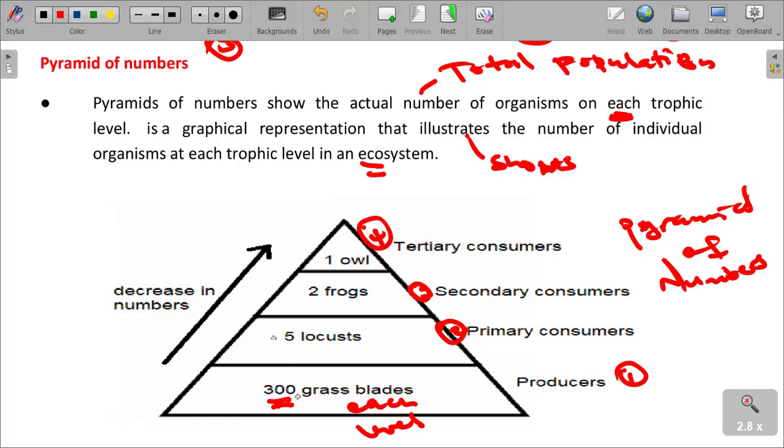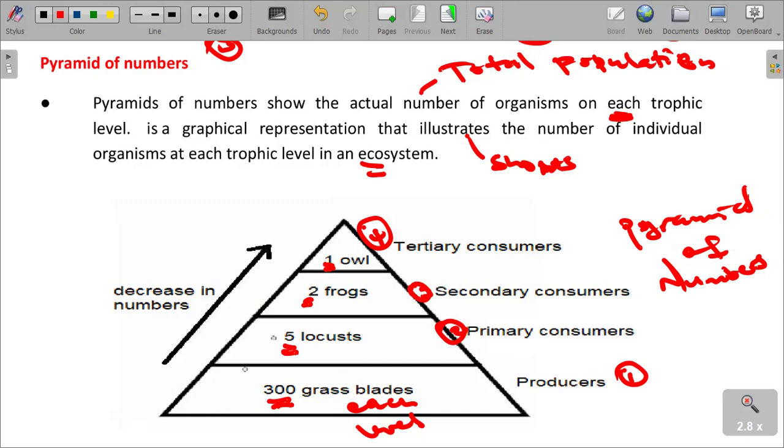We have 300 grass blades that are eaten by 5 locusts. Those 5 locusts are eaten by 2 frogs, and then we have one owl. In this case, it is balancing the ecological statistics, the number of organisms, in order to avoid extinction.